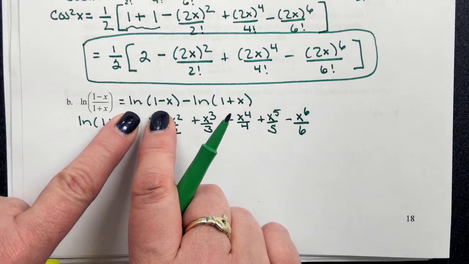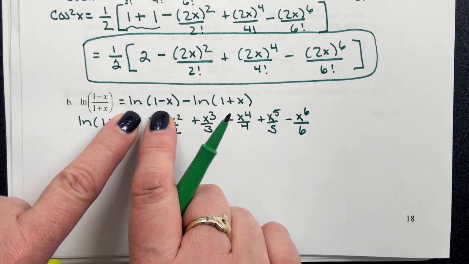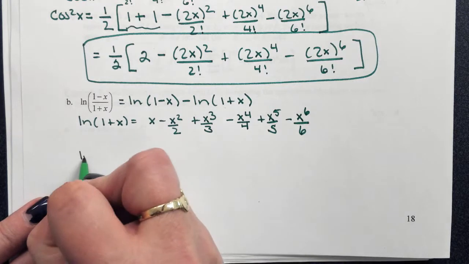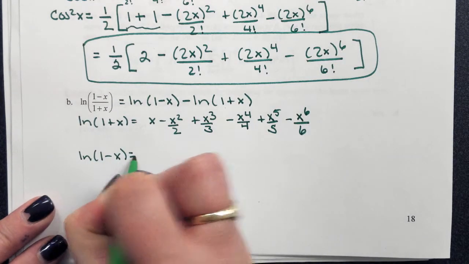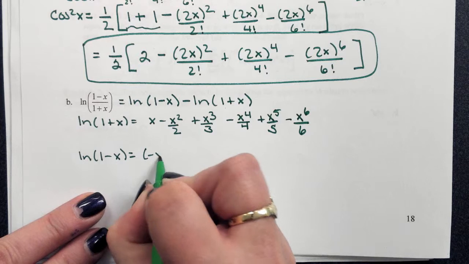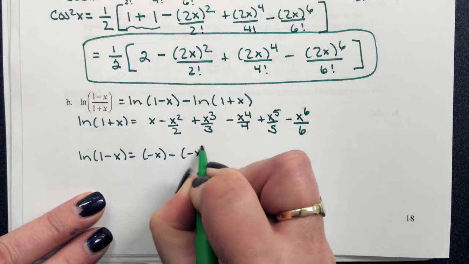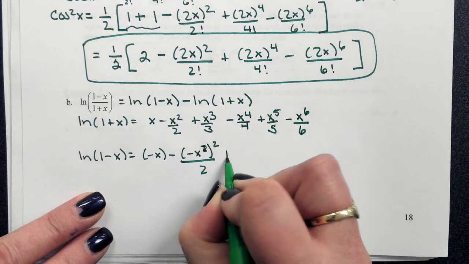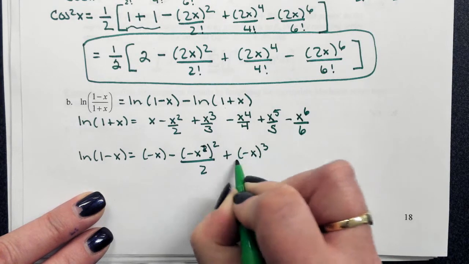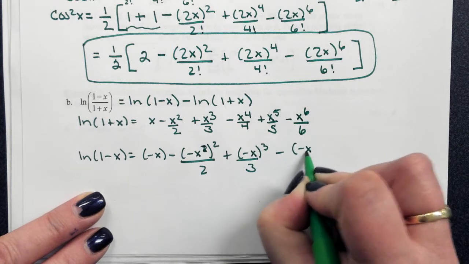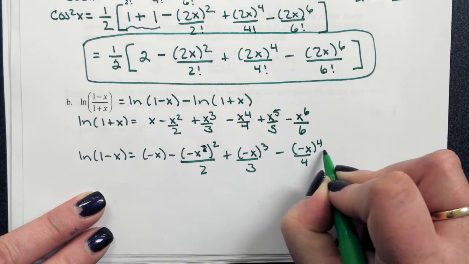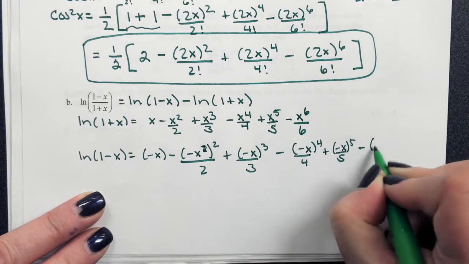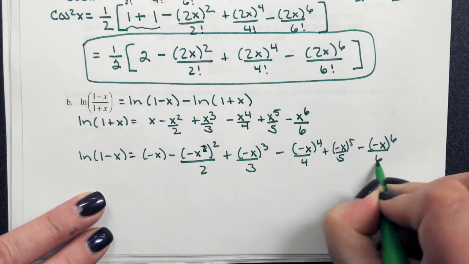So now, if I know my Maclaurin series for the natural log of 1 plus x, I can generate my Maclaurin series for the natural log of 1 minus x by simply doing what? By plugging in a negative x into this series for x. So the natural log of 1 minus x is going to be equal to negative x minus negative x squared over 2, plus negative x to the third over 3, minus negative x to the fourth over 4, plus negative x to the fifth over 5, minus negative x to the sixth over 6.